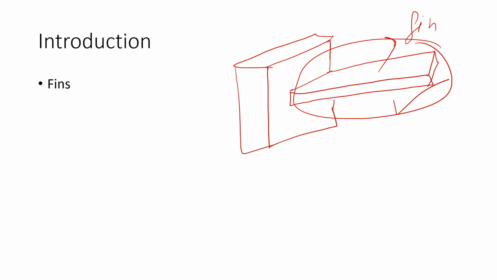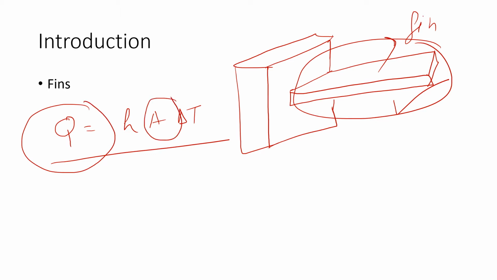We all know about heat transfer rate through convection, which is given by this general formula. Here we can observe that heat transfer is directly proportional to area. Since h is constant and temperature difference is constant, if we increase the surface area, then the rate of heat transfer will increase. That's why we make fins on the surface of an object.